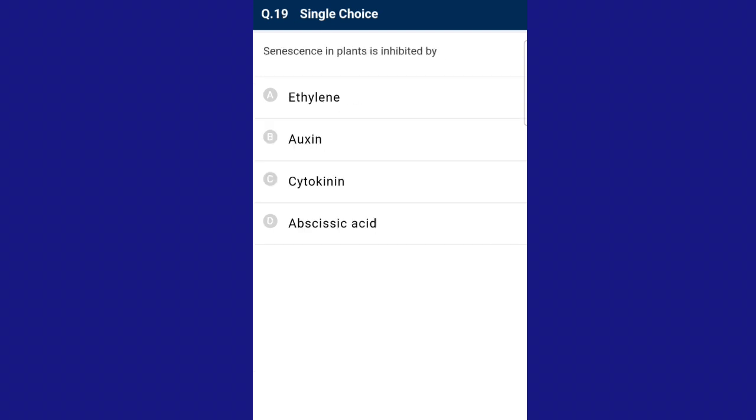Question number 19. Senescence in plants is inhibited by. Cytokinin delays the senescence, that means aging of leaves and other organs by controlling protein synthesis and mobilization of resources. So the answer is option C, cytokinin.